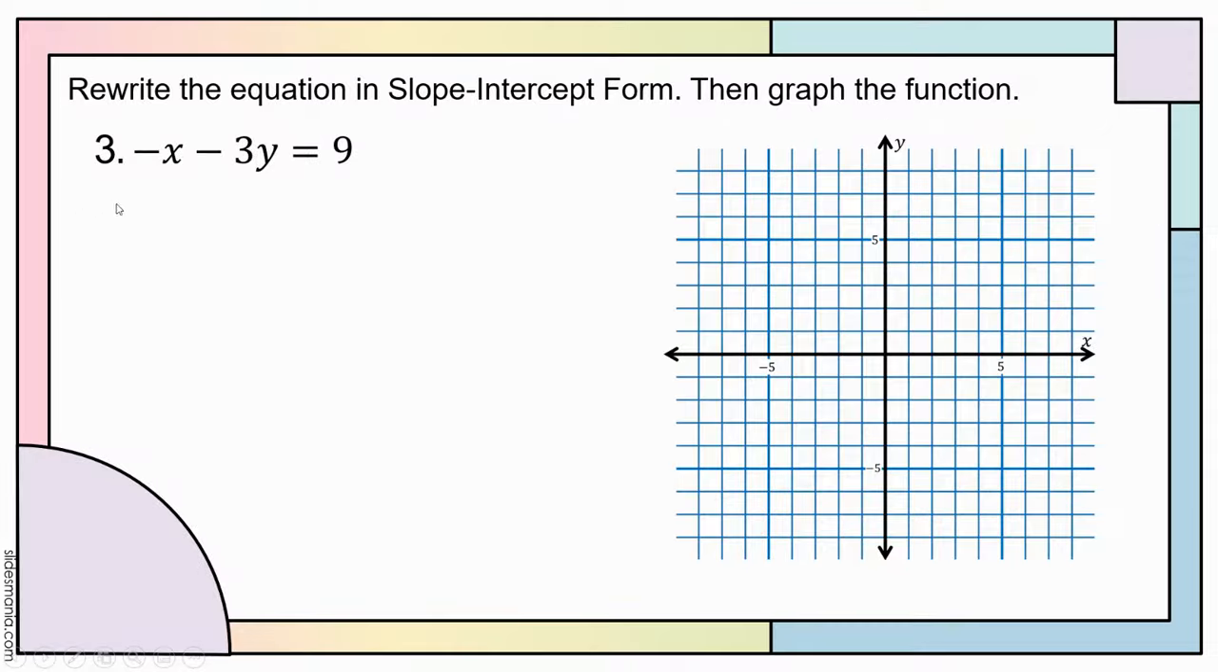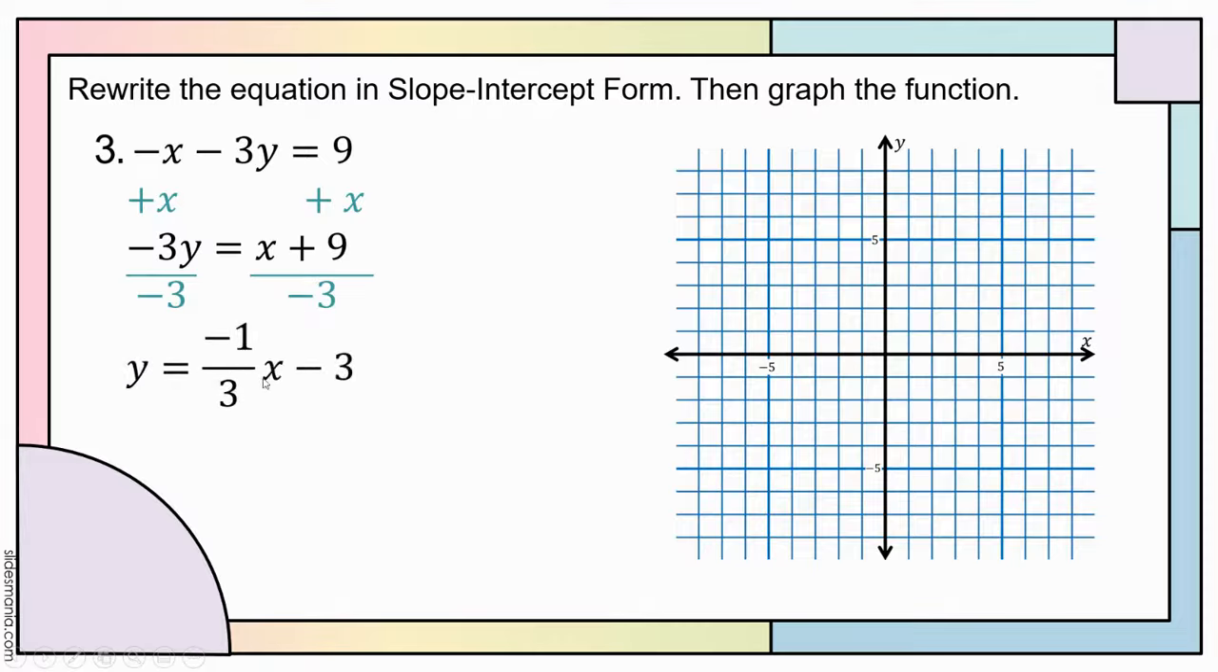For number 3, I would add x to both sides to cancel out that minus x, and then divide both sides by negative 3. Remember that there's an understood 1 in front of the x, so 1 divided by negative 3 gives us negative 1/3, and then 9 divided by negative 3 gives us negative 3. So our y-intercept is 0, negative 3, and our slope is negative 1/3.